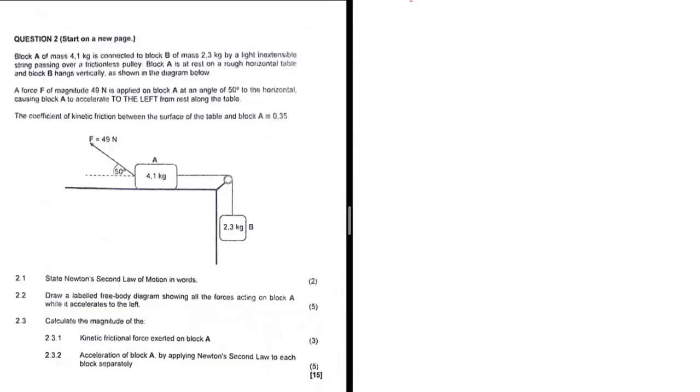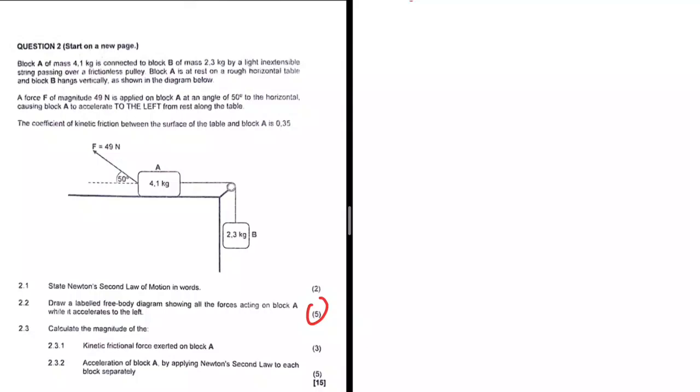999 out of 1,000 times, you're supposed to draw a labeled free body diagram, and it is out of 5 marks. On your free body diagram, you should be expecting 5 forces. 4 marks, 4 forces; 3 marks, 3 forces. That is the trend. Okay, so let's take a look at this one.